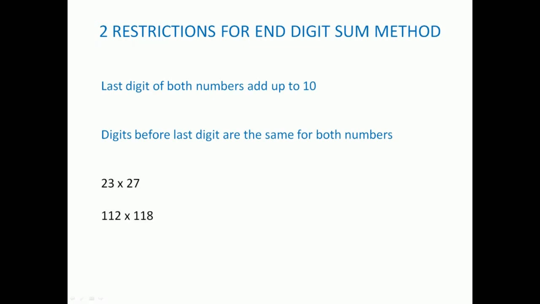Let's have a look at the following two examples: 23 times 27 and 112 times 118. As you can see, in both cases the last digits of the numbers we're multiplying add up to 10. 3 plus 7 is 10 and 2 plus 8 is 10. Also, the digits before the last digit are the same. In the case of 23 times 27, in both cases it's a 2. In the case of 112 times 118, in both cases it's 11. So for these two examples we can use the n-digit sum method.